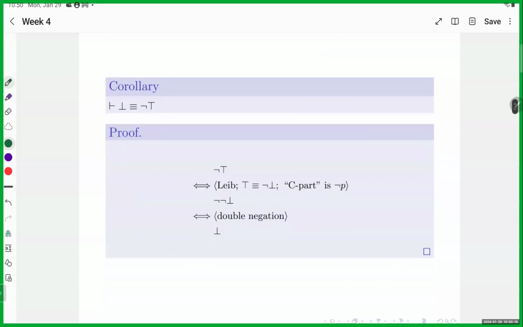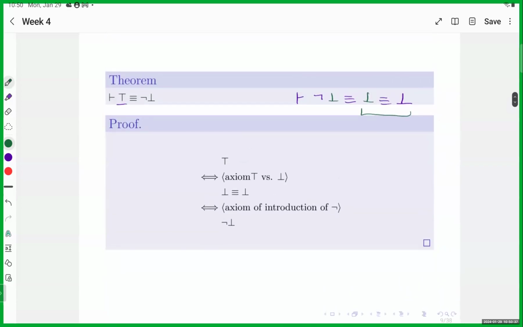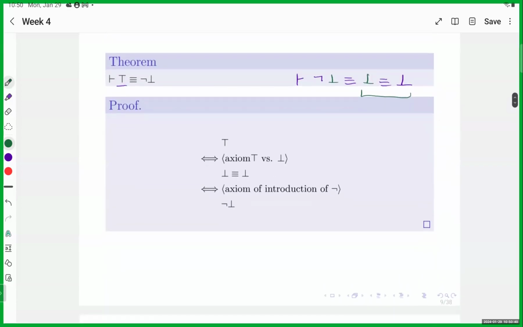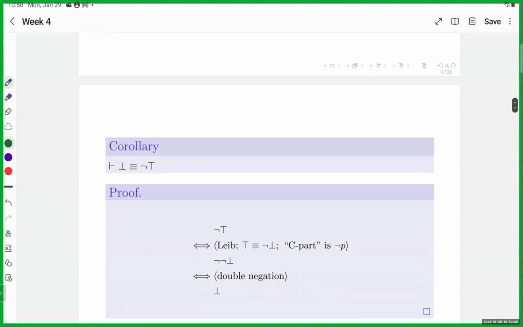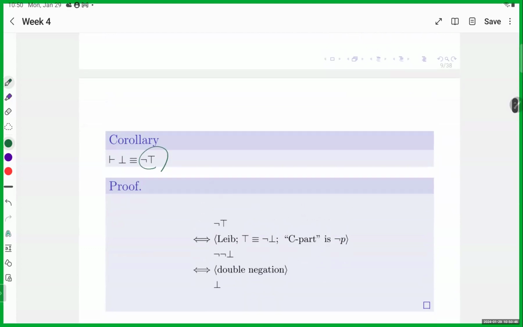Another, the mirror image of that is that the bottom is also negation of top. The proof is, now in the proof, I'm going to use what we already proved. This one. Because I proved this, I know I can use it. So how do I start? Let's start with this negation of top.